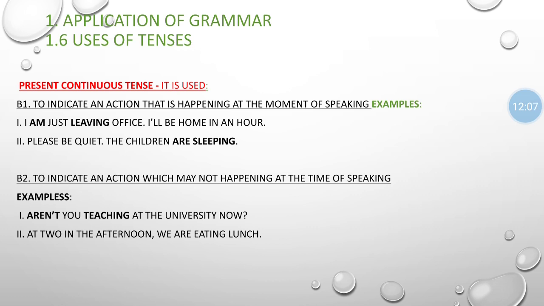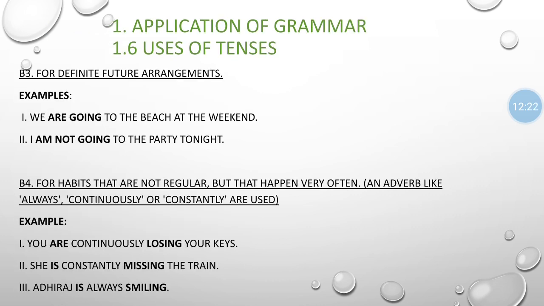At 2 in the afternoon, we are eating lunch. It indicates a future prediction by this tense also. At the time of speaking, the action is not happening. It is used for a definite future arrangement. We are going to the beach at the weekend. It means your planning is fixed.